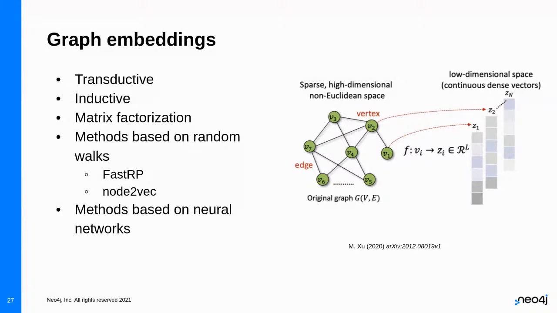We can talk about matrix factorization. All graphs can be represented as a matrix. It's the basis of a lot of math. And this is the adjacency matrix. So it's a matrix of which nodes are connected to which other nodes.